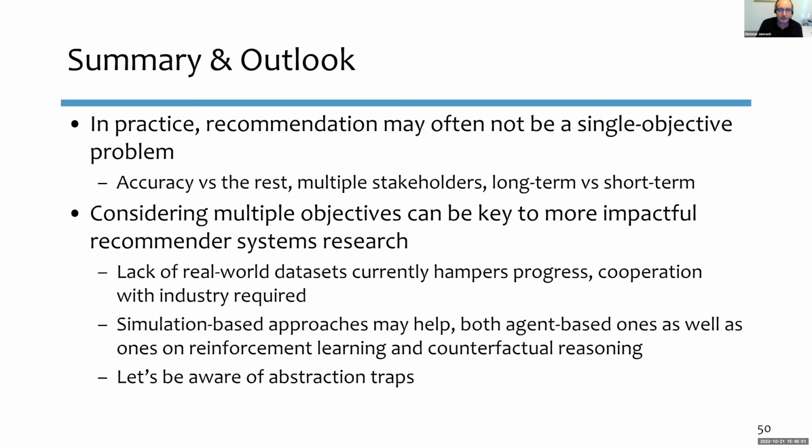And this is nothing new, of course. We still have troubles in terms of the data sets that we have. We need better cooperation with industry. There is some progress in simulation, like I showed you with agent-based ones and others, but of course with a lot of simplifications and abstractions we have to be aware of. And overall, we really should be clear that there are many abstraction traps that we hopefully can avoid here.